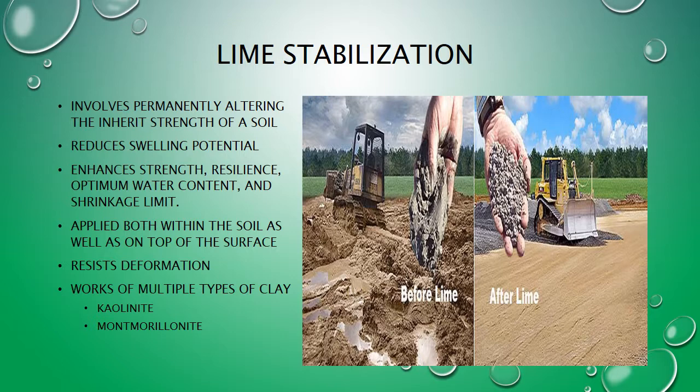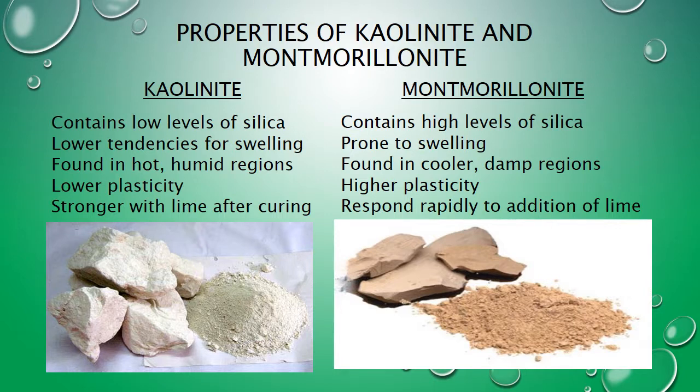However, when adding lime to clay soils, it's important to note what type of clay is being manipulated. The two types of clay most commonly encountered are montmorillonite and kaolinite. Kaolinite has lower tendencies for swelling than most clays, as well as lower plasticity levels due to it having low levels of silica in its genetic makeup. These clays are commonly found in hot, humid regions with high precipitation. Montmorillonite is more prone to swelling than most clays and exhibits higher plasticity due to its spread-out molecular structure. These clays prefer cooler, damp climates that make it difficult to drain and clump.